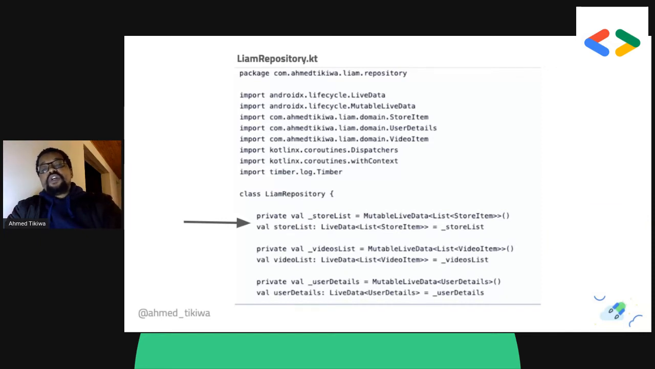So any class that wants to access this store list will need to reference store list and not the one with the underscore, underscore store list, in order to get the information. So any other class that wants to reference this will not be able to change underscore store list, only Liam repository can. And then I've done that for the other variables, videos list, and user details list.